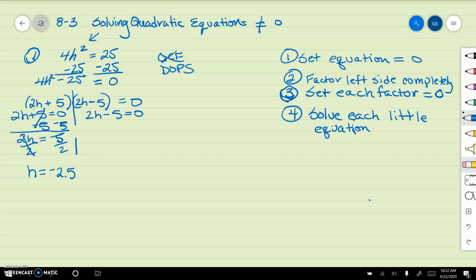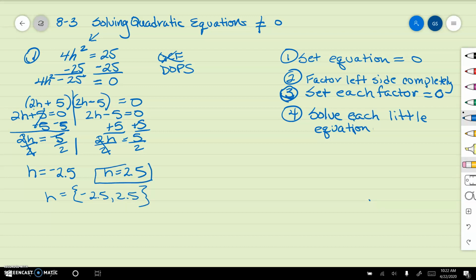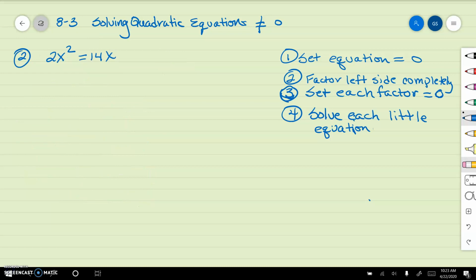Okay, that's one of your solutions. We have to solve for the other little equation. So we add 5 to both sides, and we get 2h equals 5. Divide by 2 to get h alone, and we get h equals 2.5. You may see it written as h equals squiggly brackets negative 2.5 comma 2.5. Those are your two solutions. There are two different solutions, therefore there's two solutions. Okay, hit pause and write down the second example.